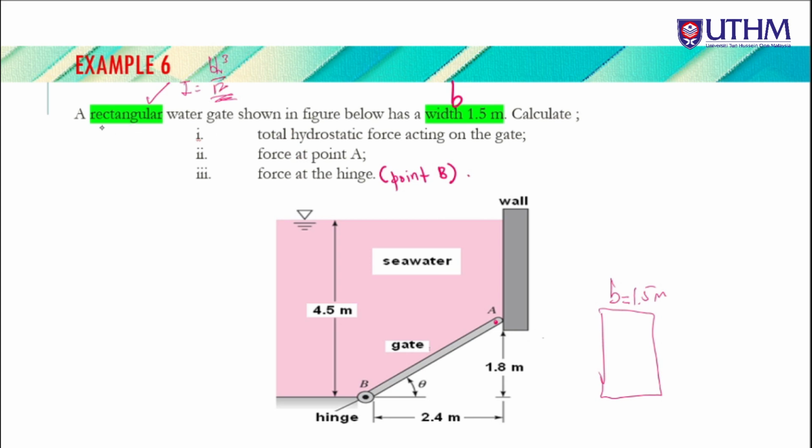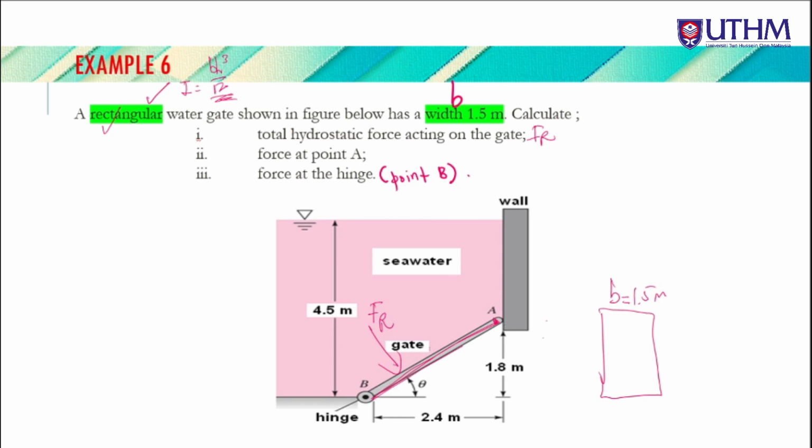Okay, yang ni yang saya cakap, shape ni akan somehow affects kita punya calculation, sebab second moment of inertia dia adalah berbeza. Okay, so the question it asks for first to calculate the total hydrostatic force acting on the gate, dan berapa force, total force ataupun resultant force yang dikenakan ke atas gate ni. So they basically find FR. Okay, so next ada force at point A. Dekat point A ni force dia berapa?